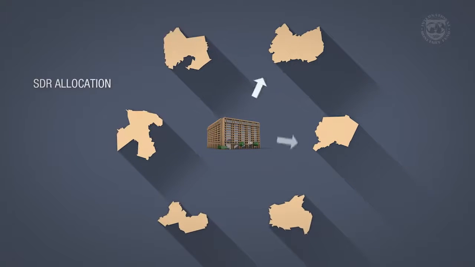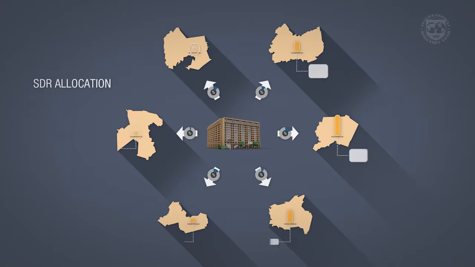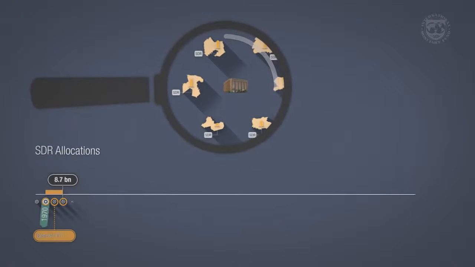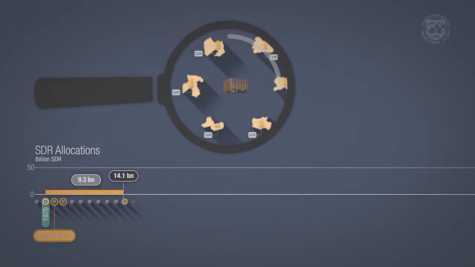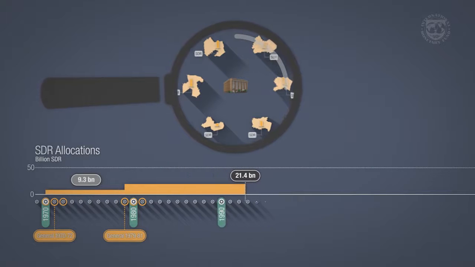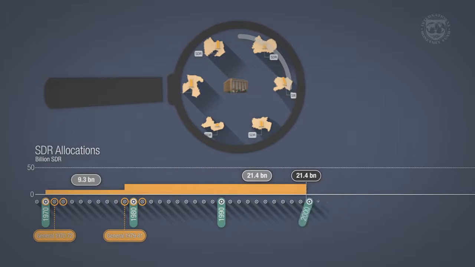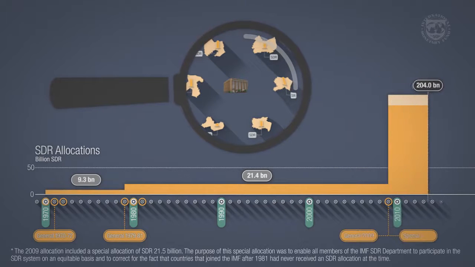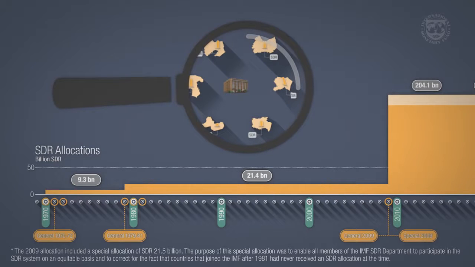SDRs are allocated to members in proportion to their IMF quotas and relative economic standing in the world economy. Every 5 years, the IMF reviews whether there is a global need for additional international reserves to justify a new allocation of SDRs. The most recent and by far the largest allocation took place in 2009 as part of the response to the global financial crisis. Currently, the amount of SDRs stands at over 204 billion.